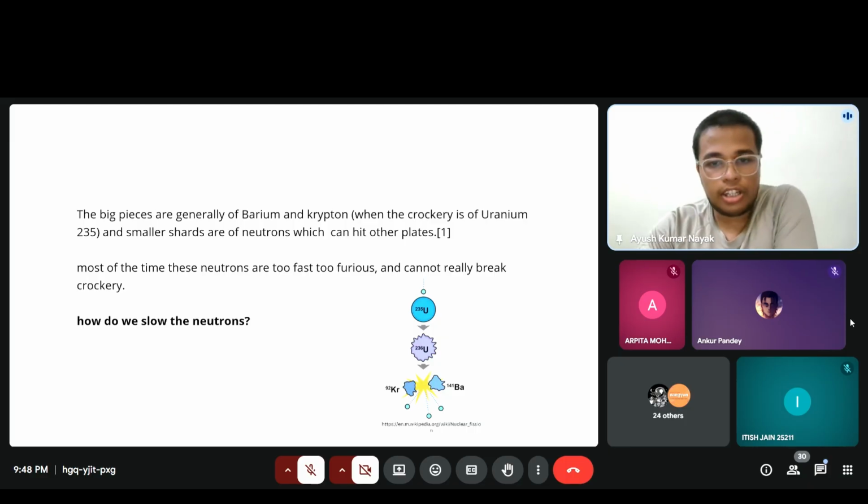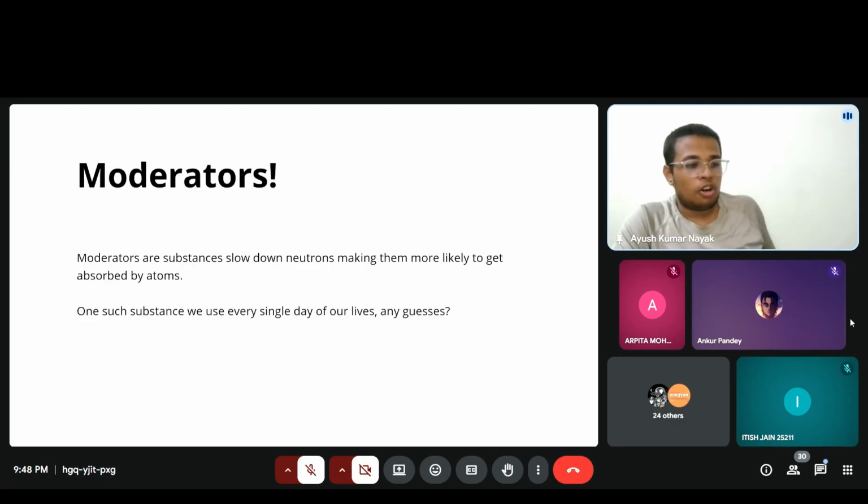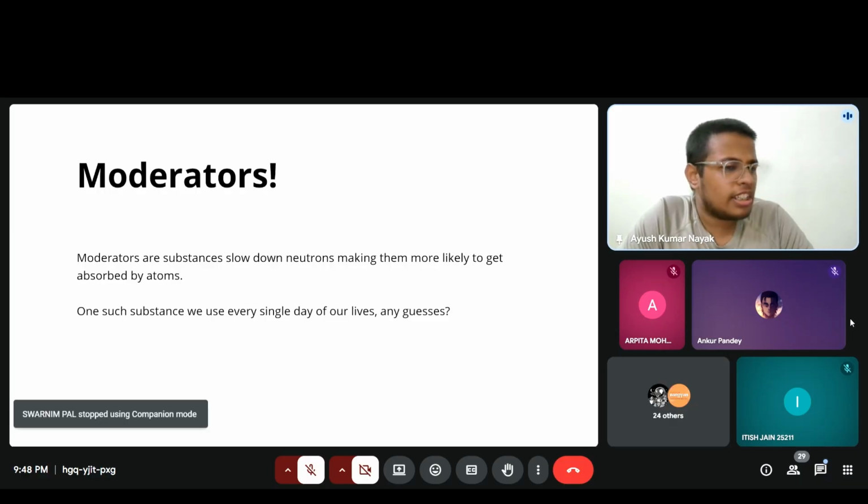Now the question arises, if the neutrons are traveling way too fast, how do we slow them down? I present you moderators. Moderators are basically substances that slow down neutrons, making them more likely to get absorbed by atoms such as uranium-235.